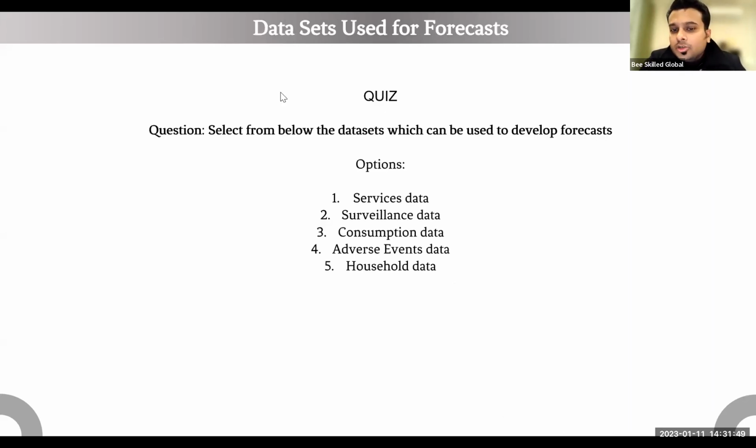Now, before we move forward, there is a quiz. This is a quiz, not a poll. We want to know which of the data sets you see on the screen (services, surveillance, consumption, adverse events, and household data) can be used to prepare a forecast. In the next slide, I will take you through the correct answers and we'll discuss them one by one. There are 3 correct answers out of 5. So just find those 3 answers, tick them, and then we can move forward.